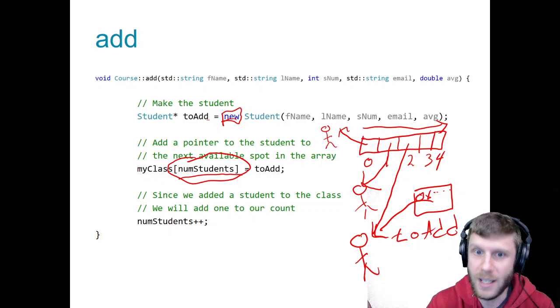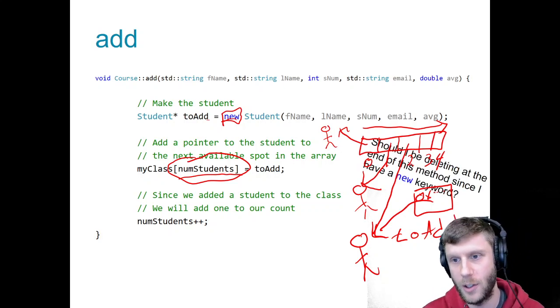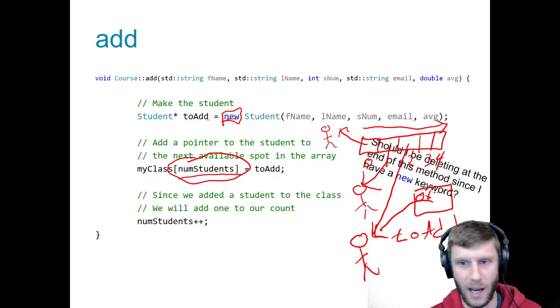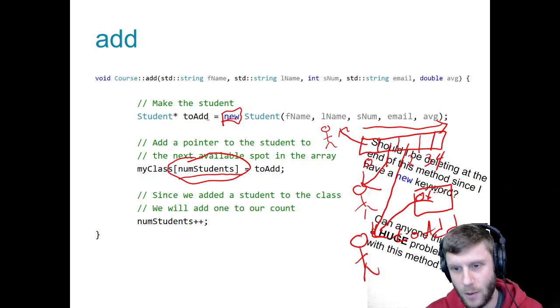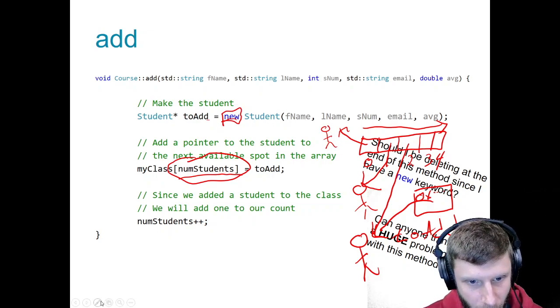Spoiler, in the destructor. Now, there's of course also, I should be deleting at the end of the method. Oh yeah, I just answered that. Can anyone think of the huge problem with this? Let's see, type in the chat if you can think of the problem.